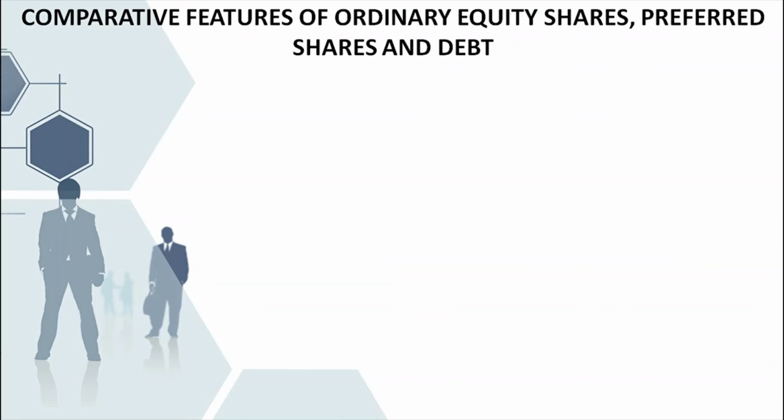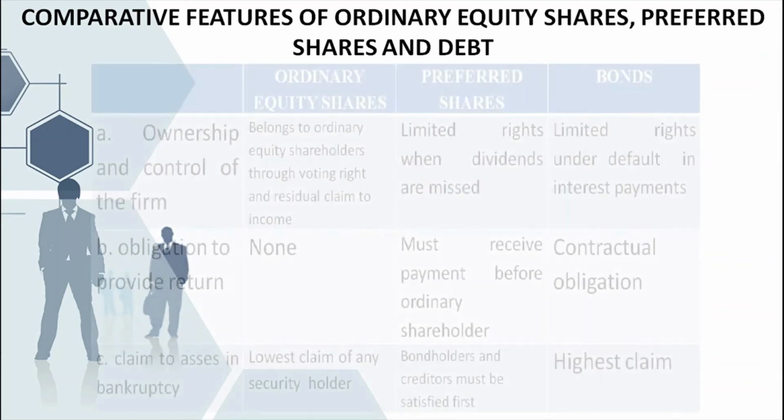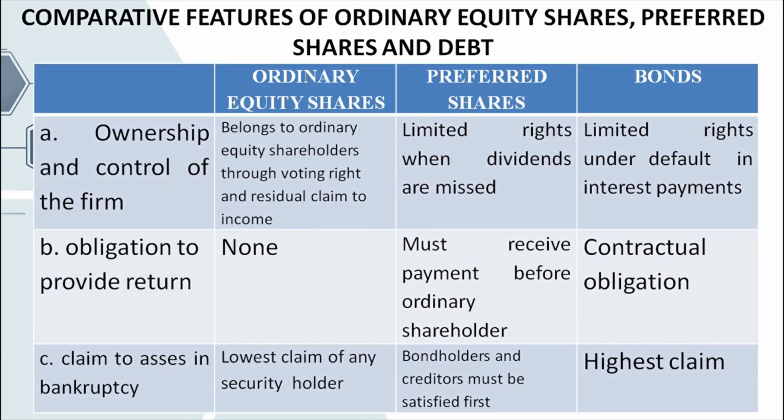So let us proceed with the comparative features of ordinary equity shares, preferred shares, and debt. Dito, pinapakita lang yung pinakang summary kung ano yung pagkakaiba at pagkakapare-pareho ng ordinary equity shares, preferred shares, at saka bonds. So, letter A, the ordinary equity shares, when it comes to ownership and control of the firm, belongs to ordinary equity shareholders through voting right and residual claim to income.